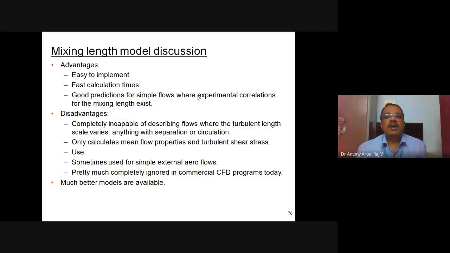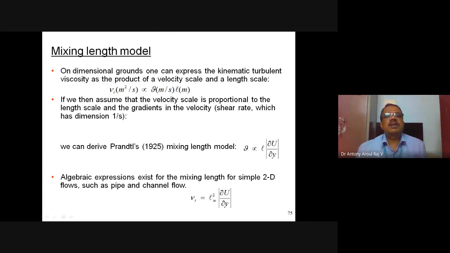For a simple model, there is the mixing length model. The mixing length model is not used much at all. It is used only in 2D, but it will help us to understand the problem. What are we interested in? We want the turbulent viscosity. It is given in the form of turbulent kinematic viscosity. No problem, we can put it as mu by rho, and from that we can calculate.